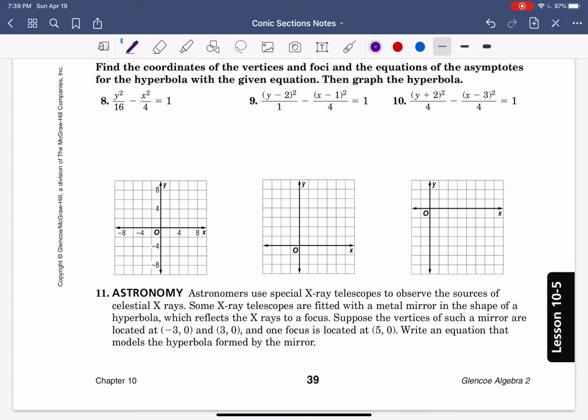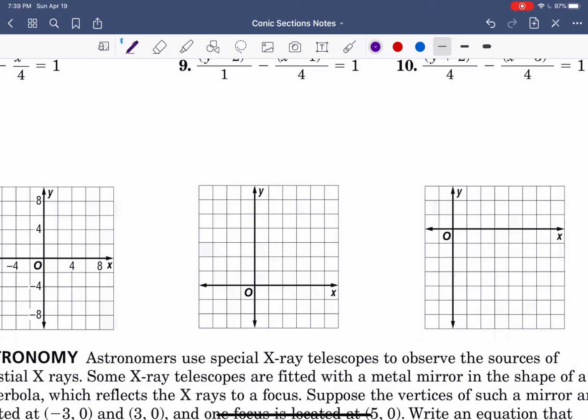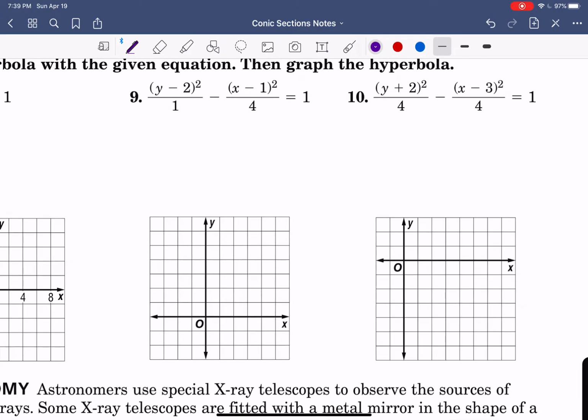Let's go to this one. I'll do it inside here. So we have some more examples. So let's do 9 and 10 as some examples.